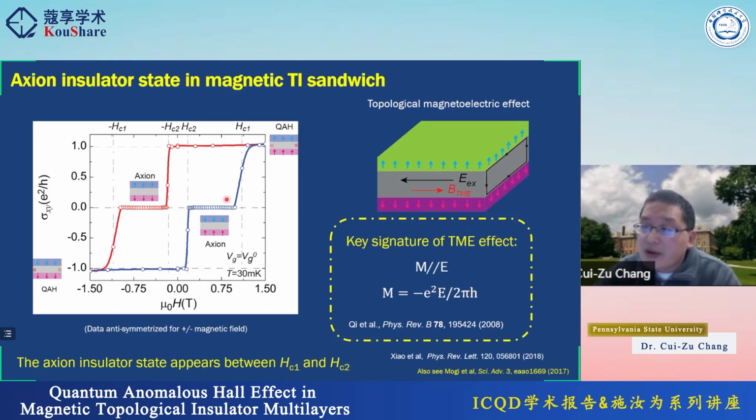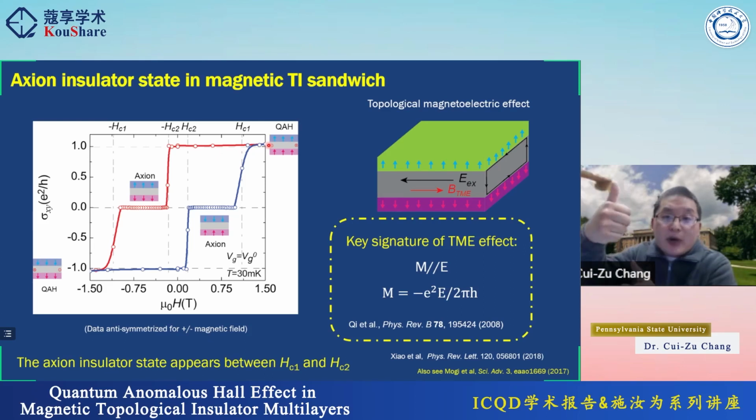As I just showed you, because of the different coercivity fields in the chromium and vanadium doped TI layers, we may realize this kind of insulator state. HC1 is the coercivity field of the vanadium doped TI, and HC2 is the coercivity field of the chromium doped TI. At very high magnetic field, they will align in the same direction. This is just the quantum anomalous Hall state. The Hall conductance is 1 e squared over h.